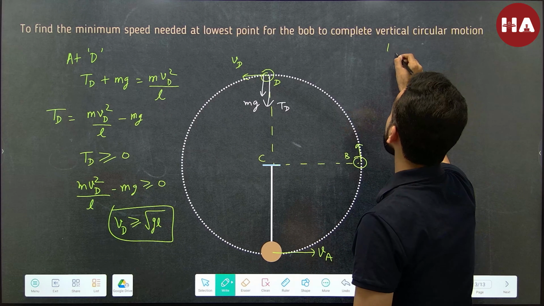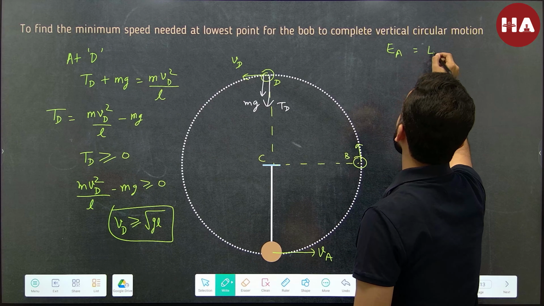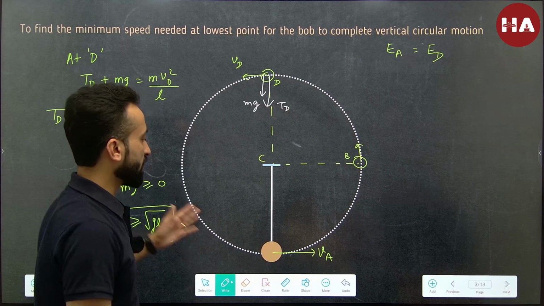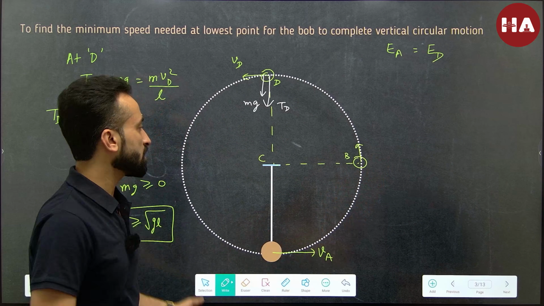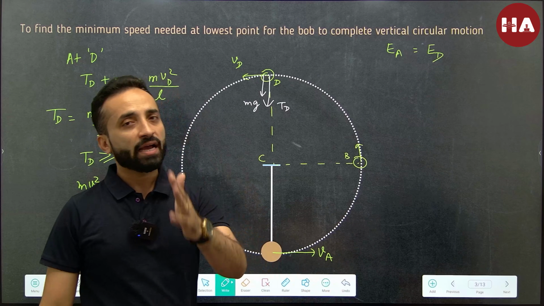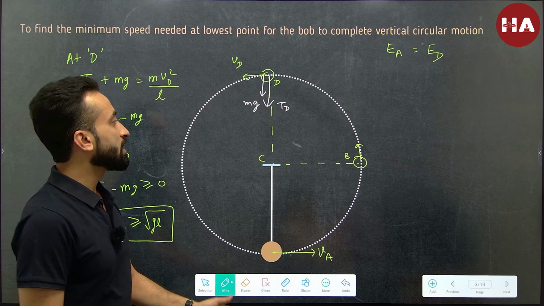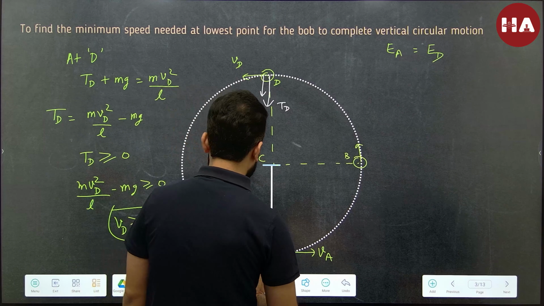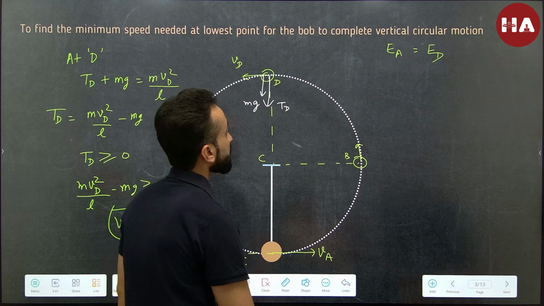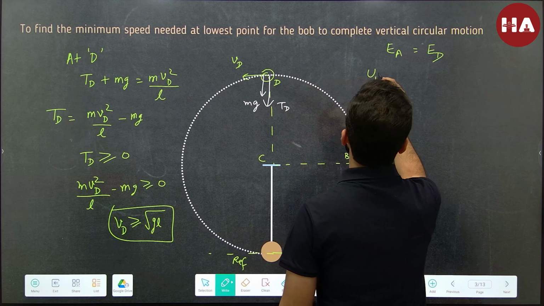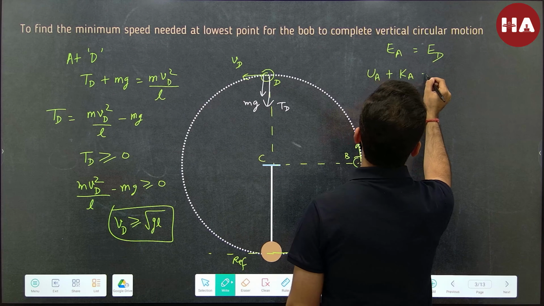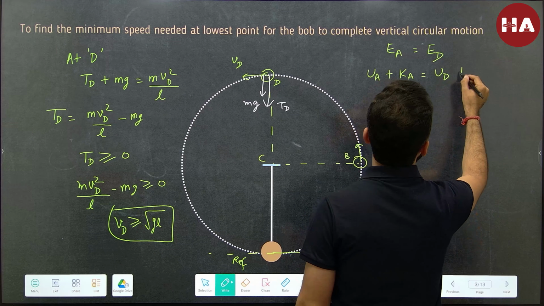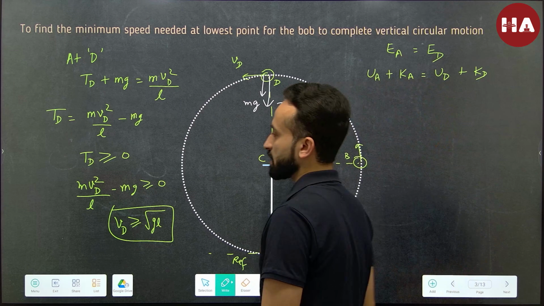We apply conservation of energy at A and D. Isn't it what you are thinking? That we have started off with some kinetic energy. As this is rising, kinetic energy is being lost and potential energy is being gained. So if this is the reference, then can we write potential energy at A plus kinetic energy at A equals potential energy at D plus kinetic energy at D.